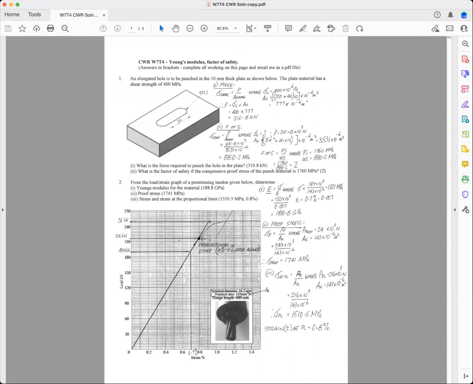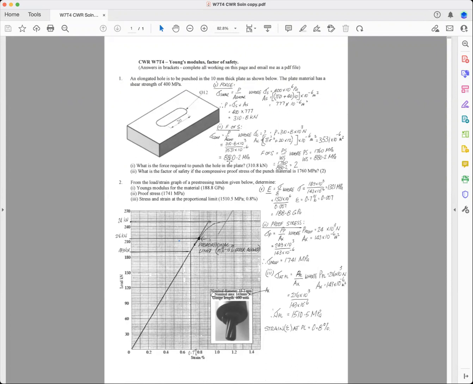So you just work out what the area of the punch is. Now, we're working out the cross-sectional area here now. So it is 20 times 12 plus pi r squared. So we've got 20 times 12, which is a rectangular section, plus pi r squared. Now this is the cross-sectional area. Multiply by 10 to the minus 6, and it will give you the value in meters squared. And so you substitute that down here, and so you get the working stress of 880.2 megapascals.